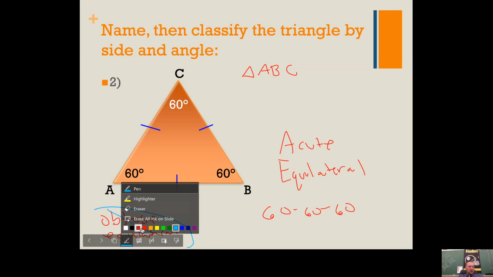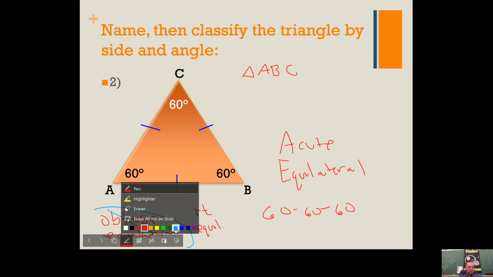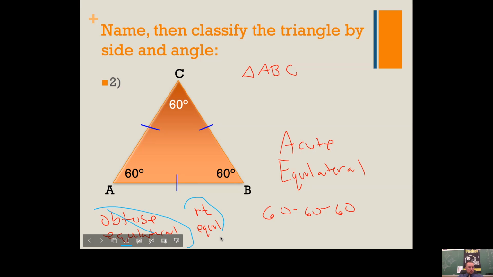Likewise, you cannot have a right equilateral triangle either. Because if you did, all the angles would be the same. And if there's a right angle, then they'd all have to be right angles. The only equilateral triangle in the world is an acute equilateral. The angle measures must be 60, 60, 60. These two types of triangles do not exist.